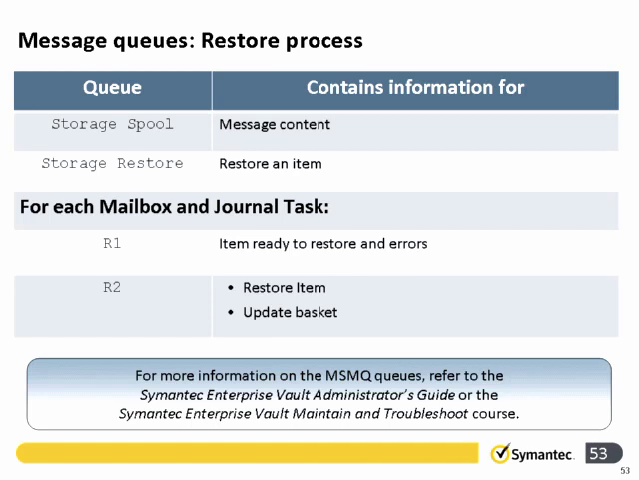And then for each individual mailbox archiving task and journal task, there will also be an R1 and an R2 queue. For more details about the individual queues, what they're monitoring, what they're used for, and how to troubleshoot them, you can look at the Enterprise Vault Administrator's Guide, and we also have a separate maintain and troubleshoot course that goes into more detail about troubleshooting the message queues.